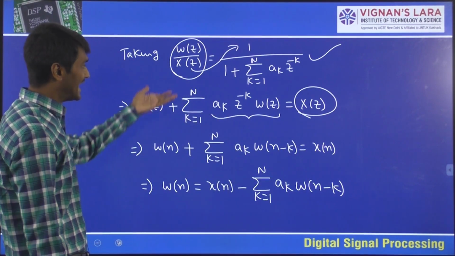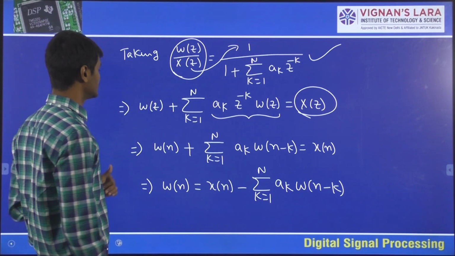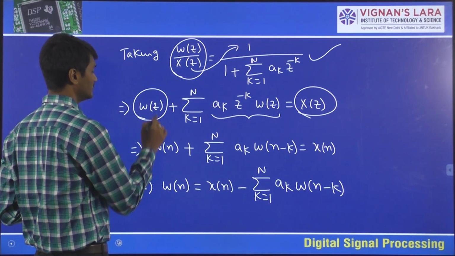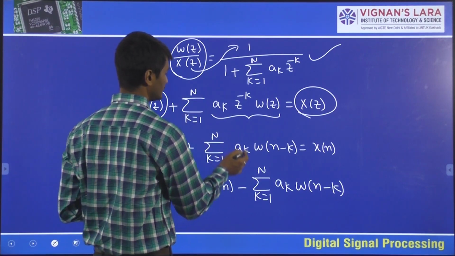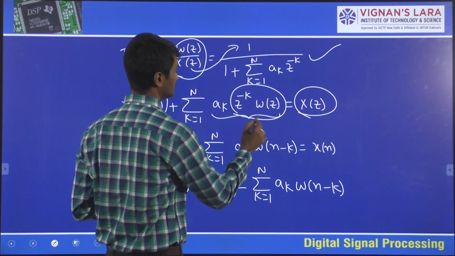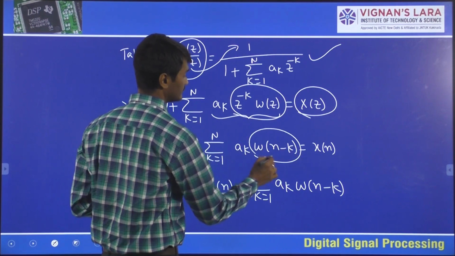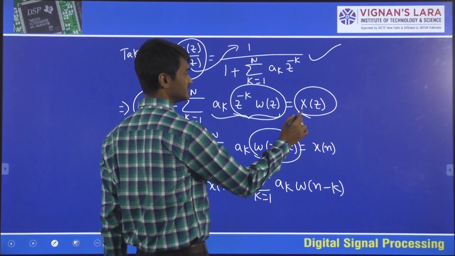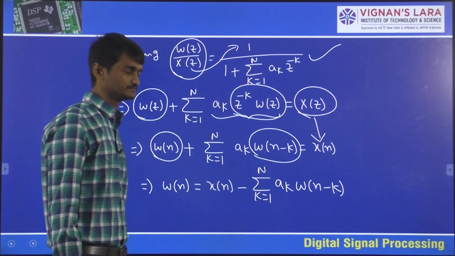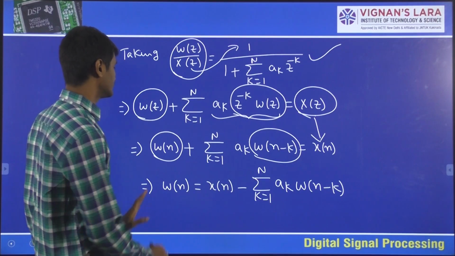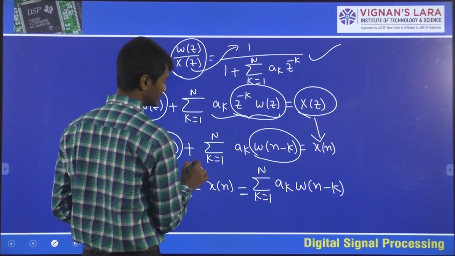Apply inverse z transform to this equation. Then the inverse z transform of W of z is w of n, plus sigma k equals 1 to n ak times the inverse z transform of z power minus k W of z, which is w of n minus k, and the inverse z transform of X of z is x of n. So w of n equals x of n minus, taking this side.